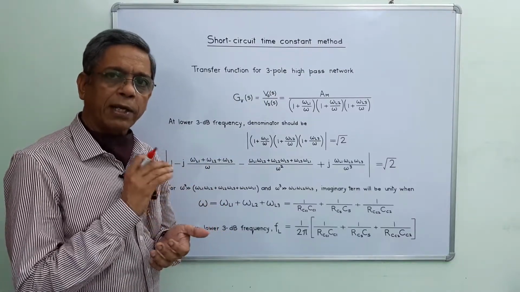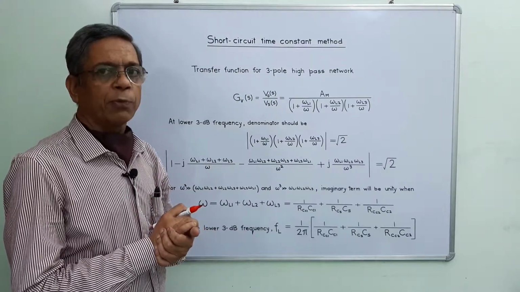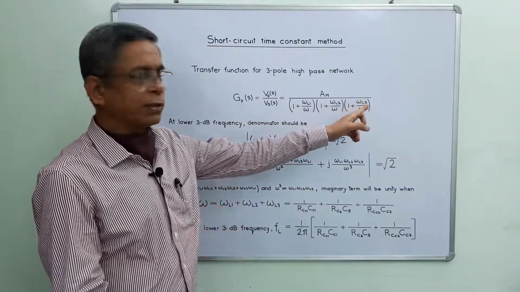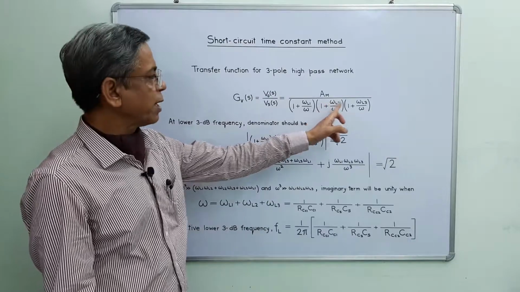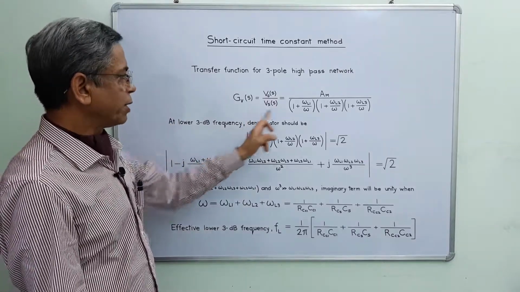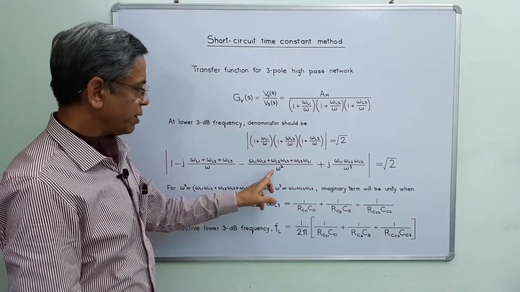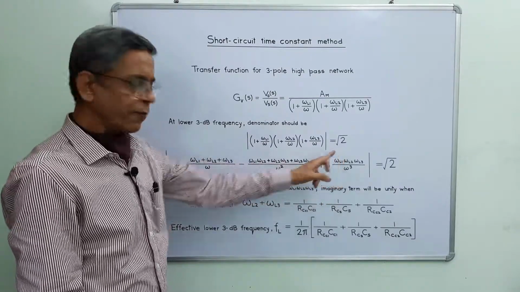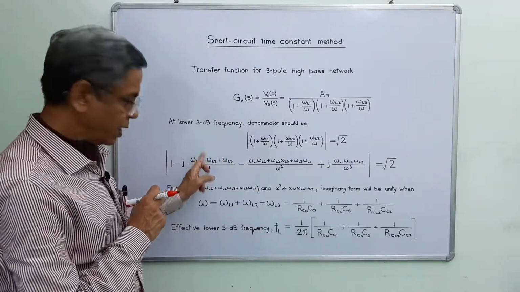Let us start by writing the transfer function for overall voltage gain of the common source amplifier having 3 pole frequencies. So this is the expression of the transfer function, and these 3 are pole frequencies. This is corresponding to coupling capacitor CC1, this is for bypass capacitor CS, and this is again coupling capacitor CC2. And at lower 3 dB frequency, the denominator should be equal to root 2. Considering that this denominator is far greater than this numerator, this imaginary term will be unity when the denominator is equal to the numerator.